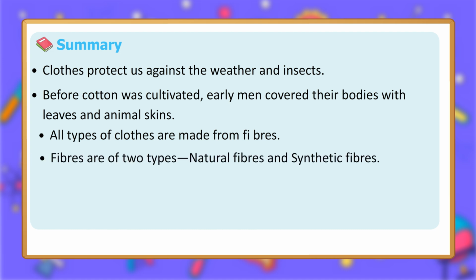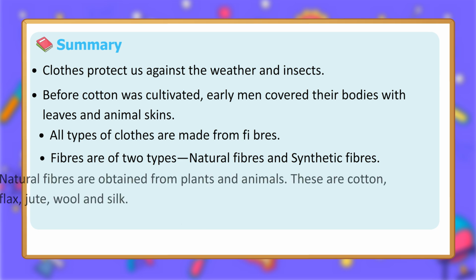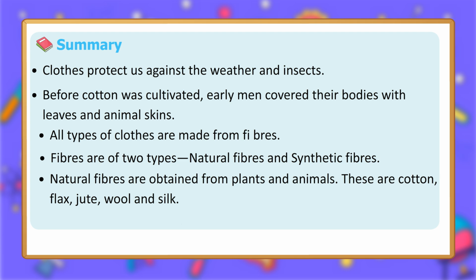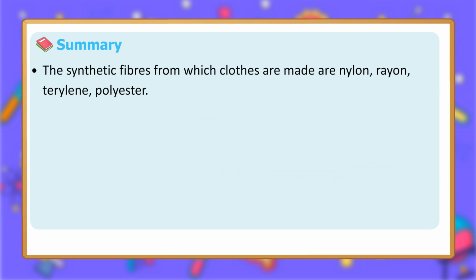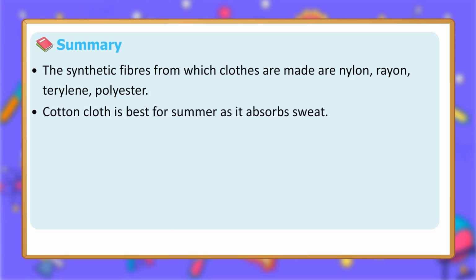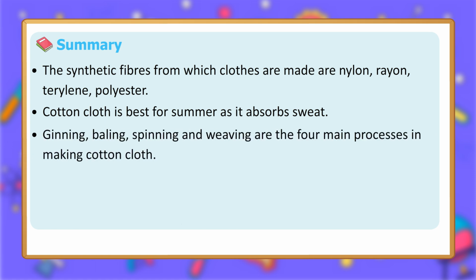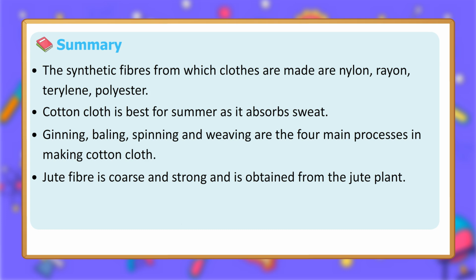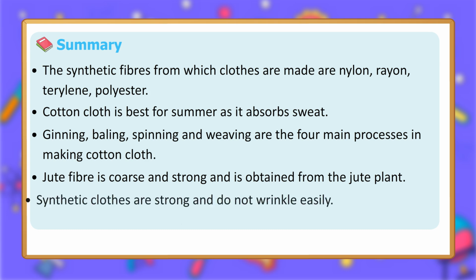Fibers are of two types, natural fibers and synthetic fibers. Natural fibers are obtained from plants and animals. These are cotton, flax, jute, wool and silk. The synthetic fibers from which clothes are made are nylon, rayon, terylene, polyester. Cotton cloth is best for summer as it absorbs sweat. Ginning, baling, spinning and weaving are the four main processes in making cotton cloth. Jute fiber is coarse and strong and is obtained from the jute plant. Synthetic clothes are strong and do not wrinkle easily.